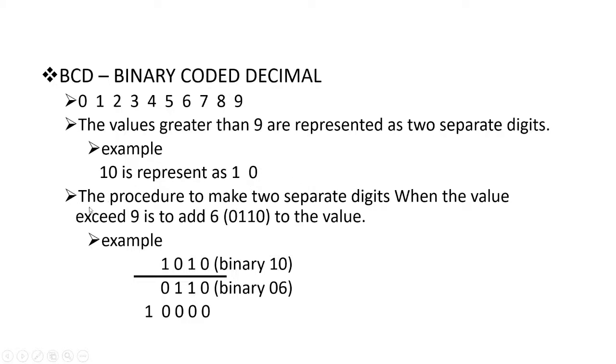So what is the procedure? The procedure to make two separate digits when the value is greater than 9 is to add a 6, which is 0110, to the given value. Let's understand this in detail with an example. Say we have the value 1010, which is the binary value of 10, which is greater than 9. So our procedure is to add 6 to the value. When you add 6, it gives two separate digits, 1 and 0. So this is the concept of the BCD adder.